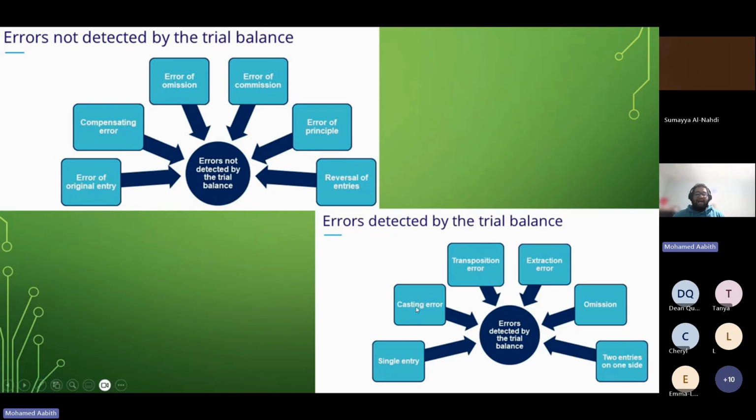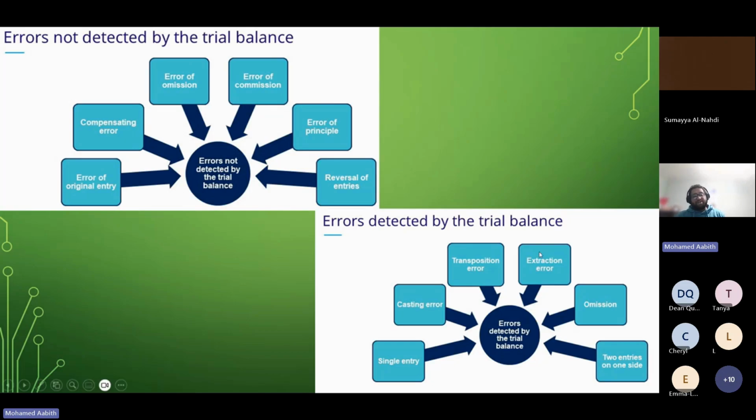What is the meaning of a casting error? A casting error is when you total something and make an error there. The casting error could happen in the books of prime entry, when you total a certain column, like the total VAT and net column. Or you could make a casting error when you're totaling a T account. We can make that error as well.